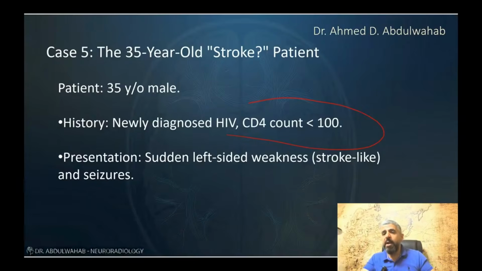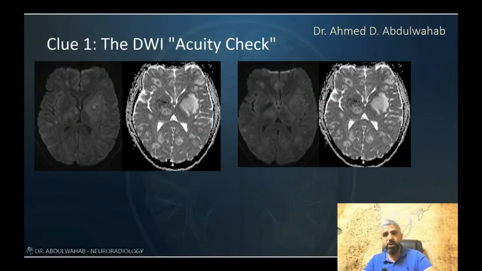Clue number 1. Let's do an acuity check. We'll see if it's acute or not. Go for diffusion-weighted imaging. We always start with diffusion-weighted imaging. What's rule number 1 of episode 2? Check the other side. ADC is not dark. Dark on the diffusion and it's hyperintense on ADC. It's intermediate density. This means that it's not pus.